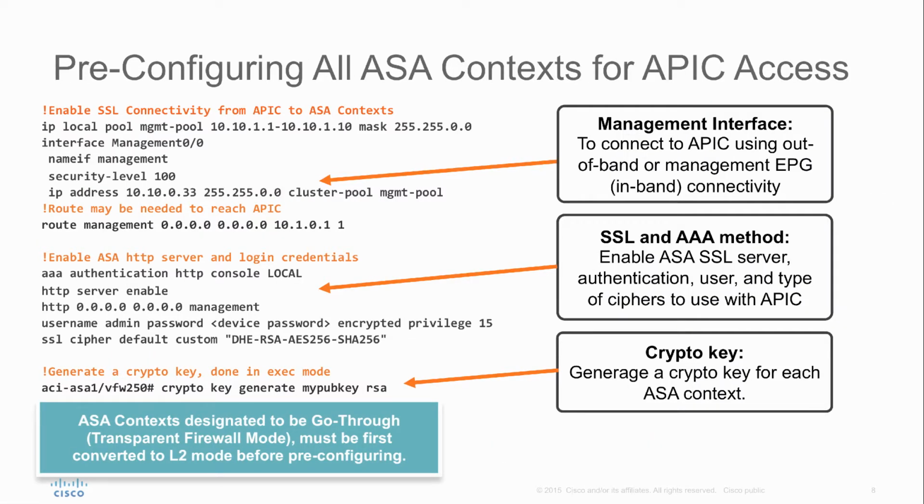Each of these contexts has to be pre-configured so we can talk to APIC via SSL channel, and this is the config that you have to apply there so that those two can start to communicate and APIC can register this context. If any of the context is designated to be in transparent firewall mode, you ought to convert it into L2 mode before applying this configuration itself.